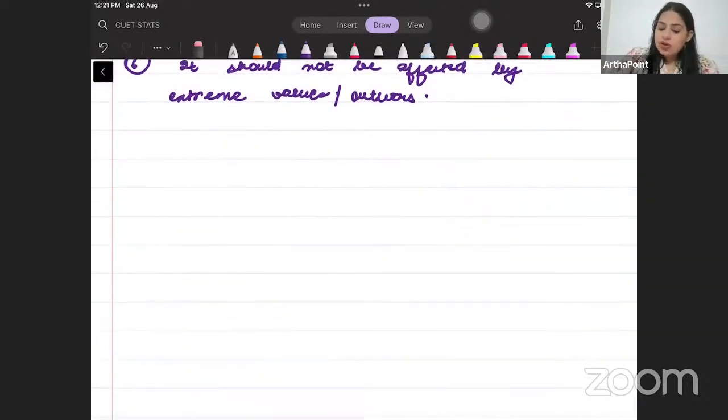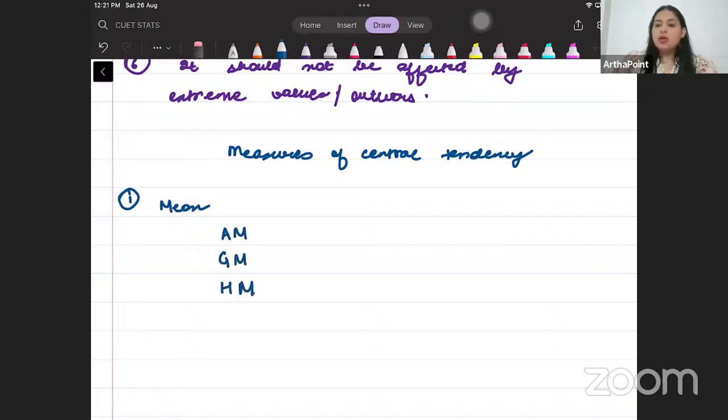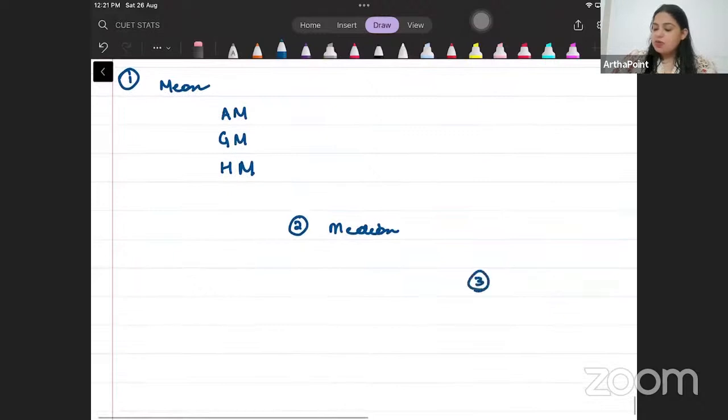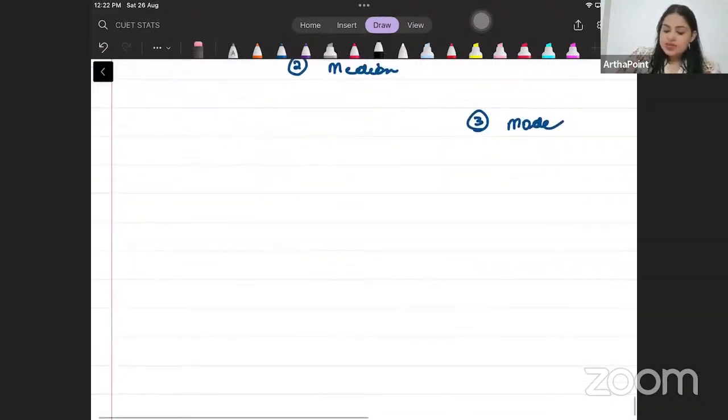Okay, beta. So now in measures of central tendency, I'm going to go ahead in this sequence. We will talk about mean. In mean, we will also talk about arithmetic mean, geometric mean, and harmonic mean. Then beta, we will talk about median. And at last, we will talk about mode. So this is what I want to cover from central tendency. In today's class, let us begin with mean.